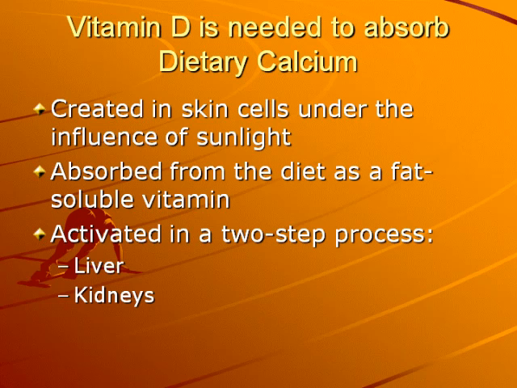Real quick on vitamin D, what we just said, it's needed to absorb dietary calcium. You get vitamin D in your skin cells under the influence of sunlight and from your diet. That vitamin D goes to the liver where it's transformed to a usable type of vitamin D and then sent to the kidney where it's stored until it's needed to combine with calcium. Now remember, the only way that's going to be released is when parathyroid hormone stimulates the kidney to release the vitamin D.